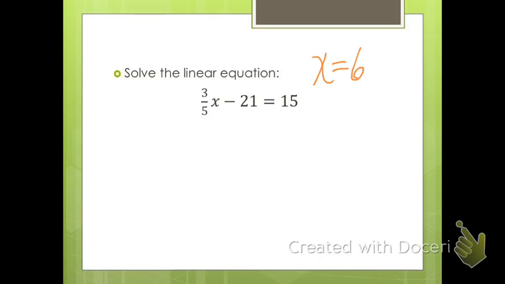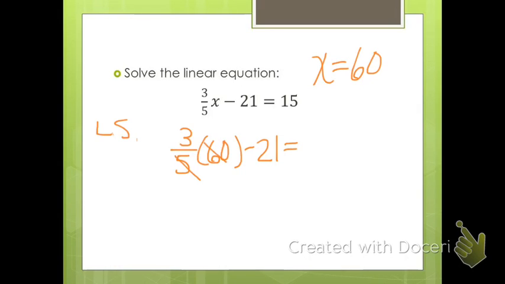X equals 60. So the left side would be 3/5 times 60 minus 21, which is equal to, 60 divided by 5 is 12, this would be 36 minus 21, which is equal to 15. And the right side is already 15, so I know that I have a solution to that equation. X equals 60 checks out.